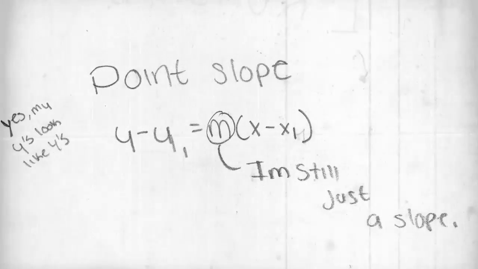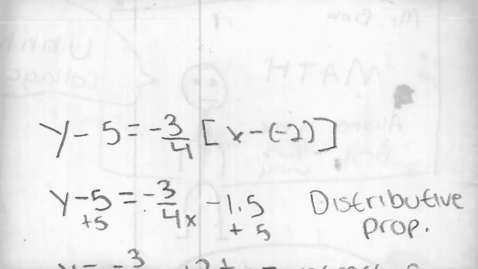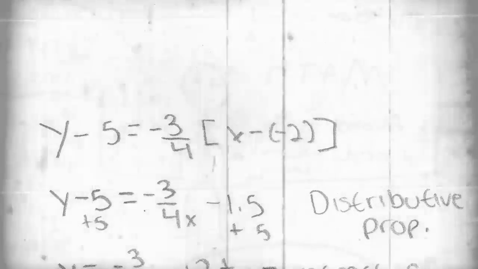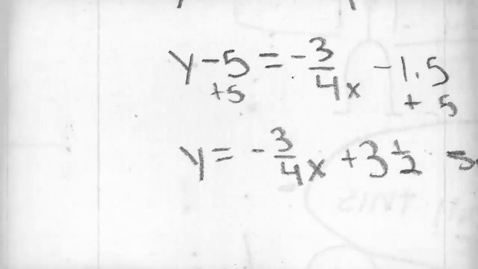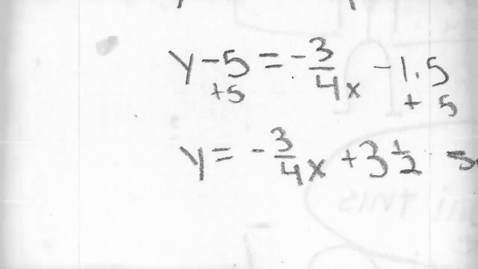So when we plug in our numbers, it will look like this. y minus 5 equals negative 3 over 4, times x minus negative 2. Simplify to y minus 5 equals negative 3 over 4 x minus 1.5. Now, simply add 5 to both sides. Now we get y equals negative 3 over 4 x plus 3.5. Then we just graph from there and we are done.